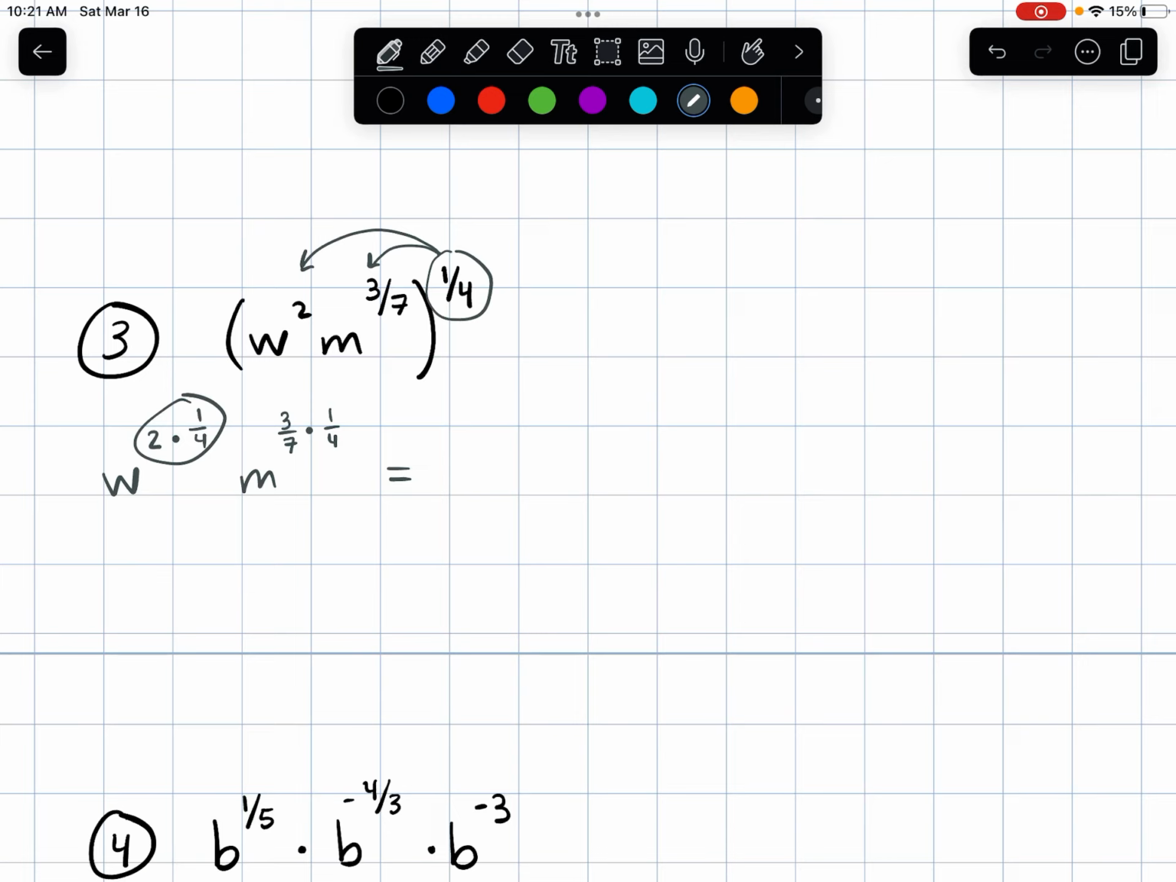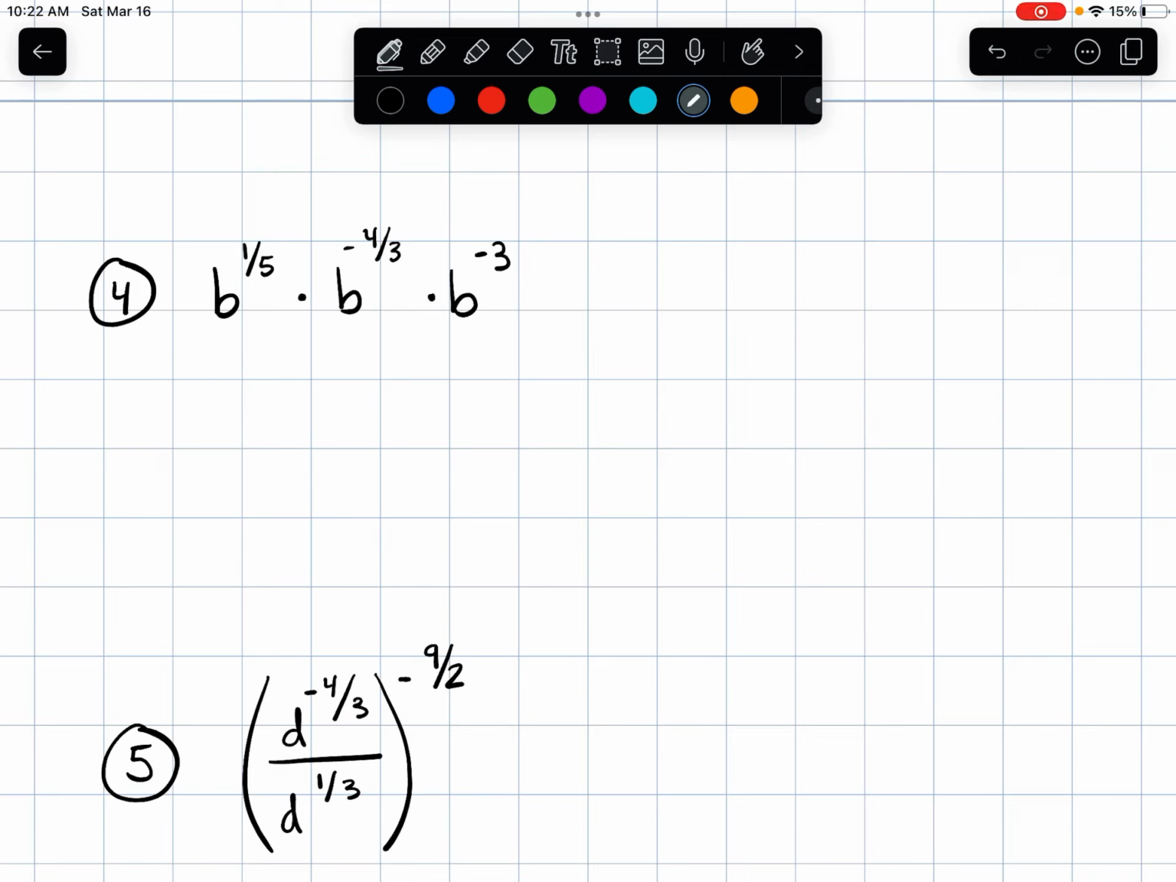So if I start reducing, 2 times 1/4, remember this 2 is really in the numerator, it's like 2 over 1. So that'd be like 2/4, and 2/4 is the same as 1/2. So w to the 1/2 power there. And then if we multiply straight across here, we get 3 on top and 28 on the bottom. So m to the 3/28. All right, nothing else we can do there. We have different bases, so I can't combine them. And that's our answer.